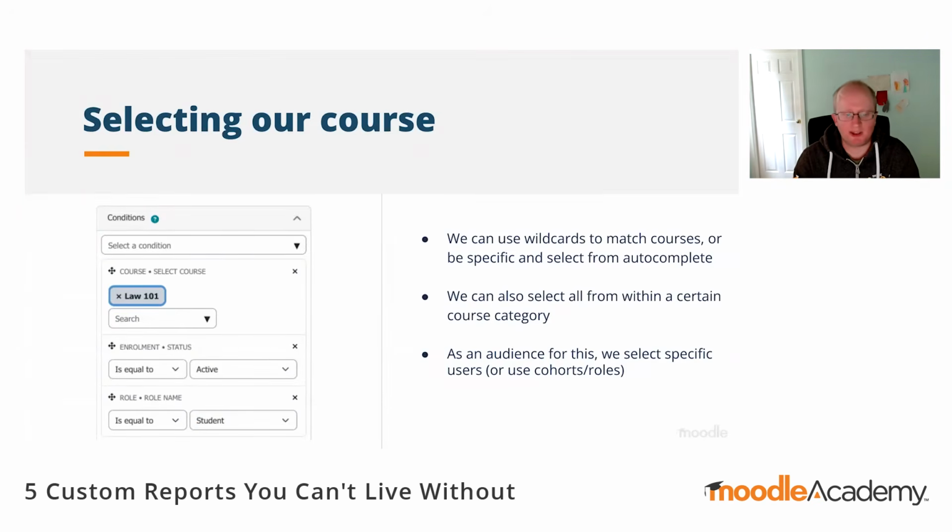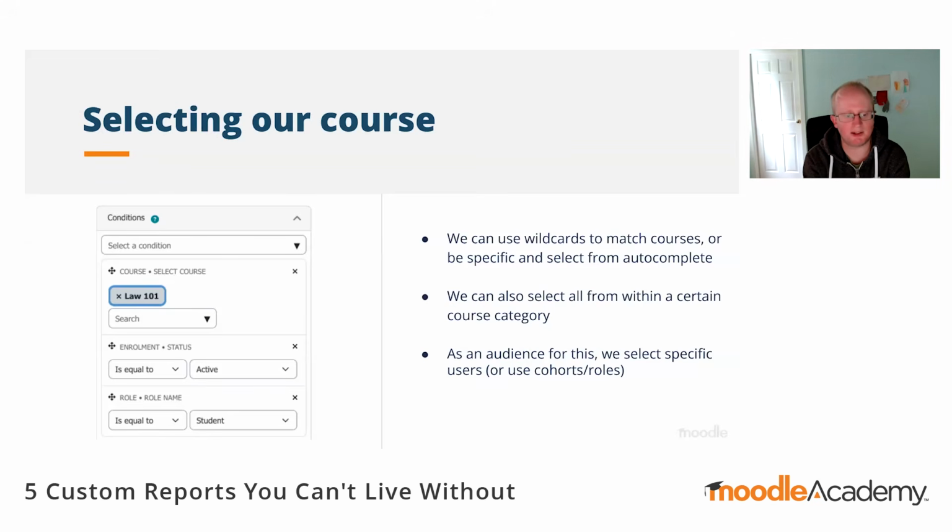So you'll recognize some of the conditions I've created here. For this report, I want to see all active student enrollments, basically. But rather than saying this report is for a specific user, this report is for a specific course. You can search for and match courses however you like. You can match courses by category, or by literally just searching for it. But in this case, I've said I want the Law 101.